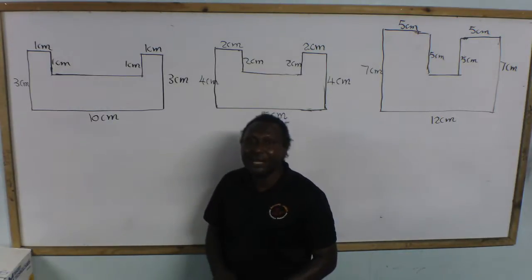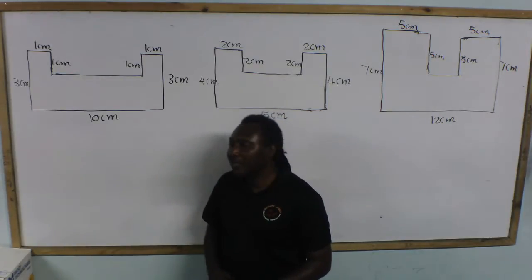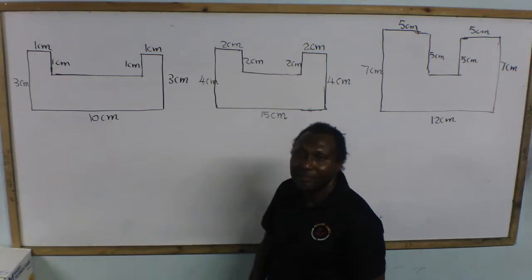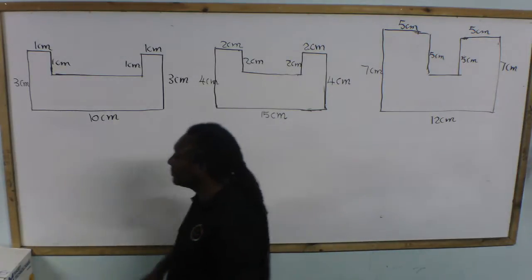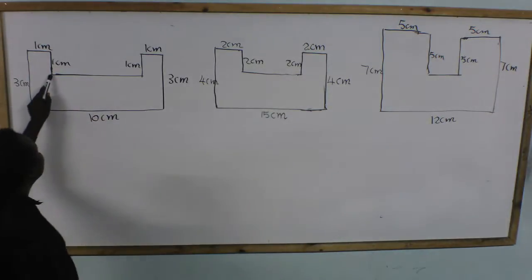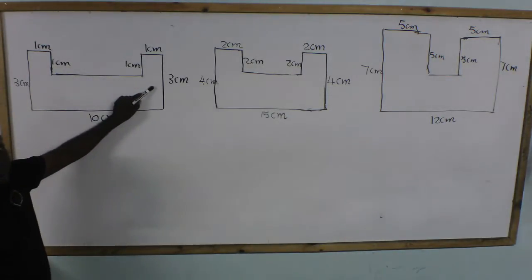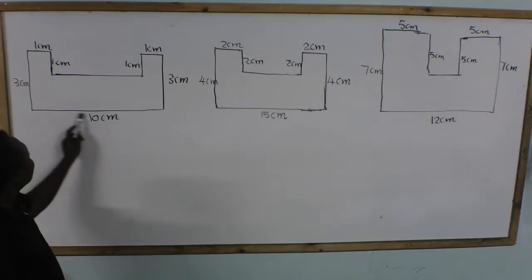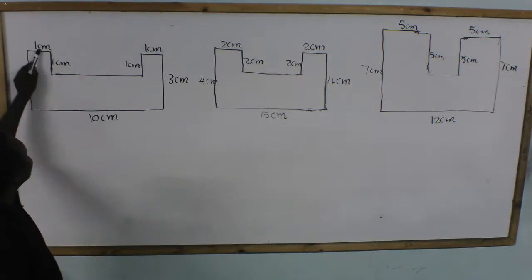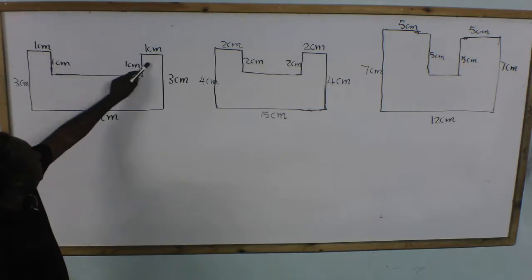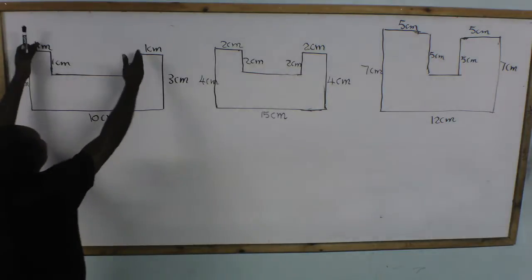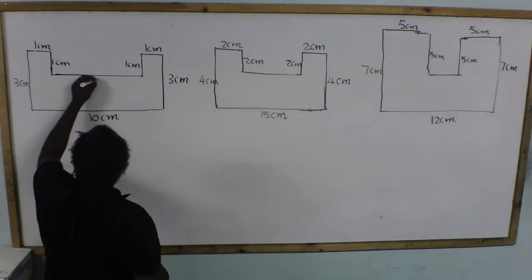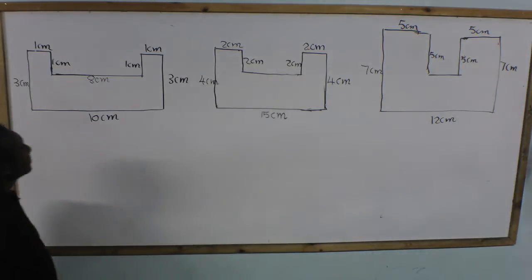Now we are going to look to see if there is any missing side, and we will also include the missing side. So we will find the missing side and also include that in the perimeter. The first one that we have right here, this length is missing. Now, this is 10 centimeters. We have 1 centimeter here, 1 centimeter here. Therefore, if we take these 2 centimeters from the 10, what we will have here is 8 centimeters.